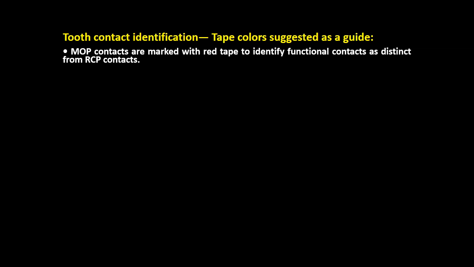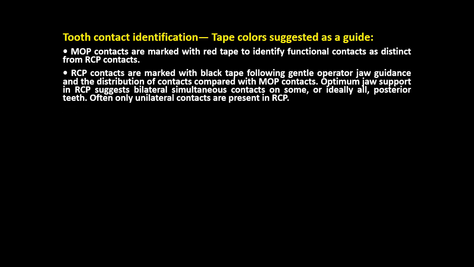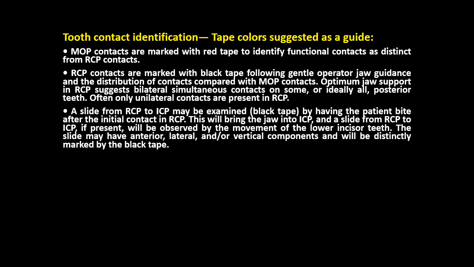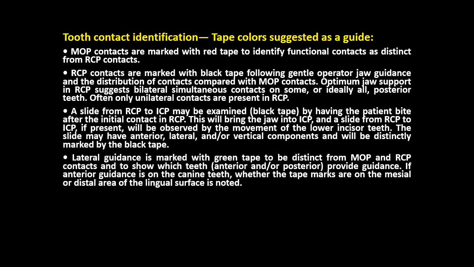Well, for tooth contact identification, different colors are suggested. For the MOP, or the median occlusal position, a red tape is suggested to be distinct from the RCP contact, or the retruded contact position, while for the RCP contact a black tape is suggested. The shift from the RCP to ICP may also be examined by a black tape by having the patient bite after the initial contact in the RCP. And the lateral guidance is marked with a green tape to be distinct from the MOP and the RCP.